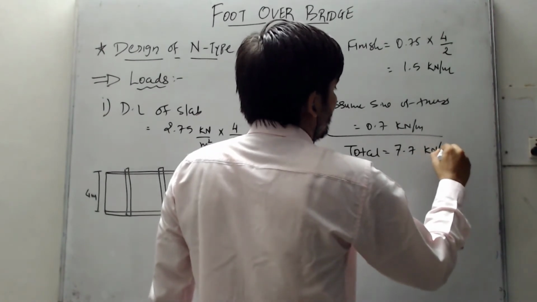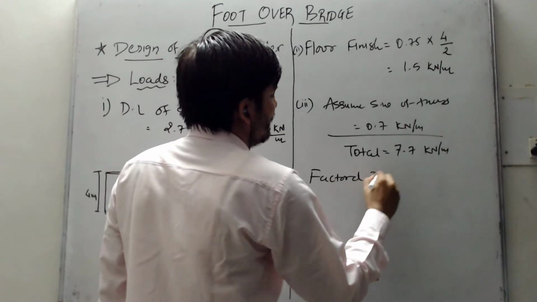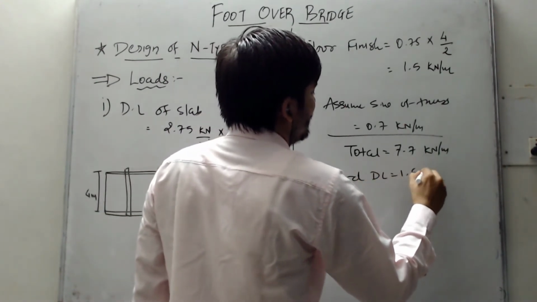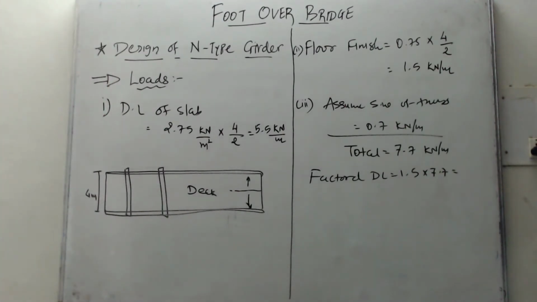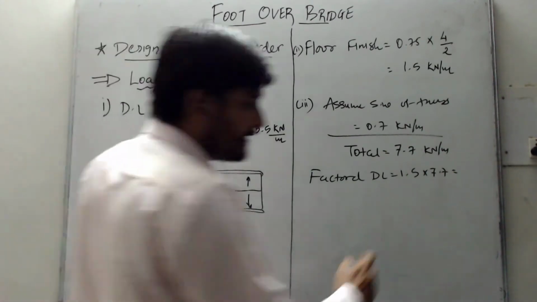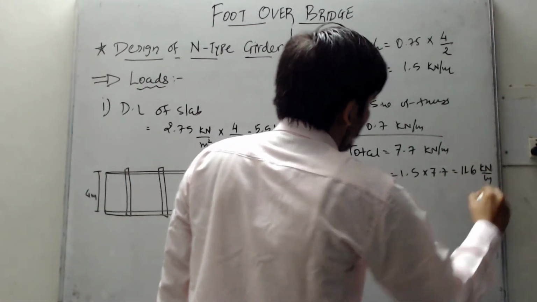And then we need to factor this load. So factored dead load will be 1.5 multiplied by 7.7. It will give you 11.6 kilonewton per meter. So this is my factored dead load.